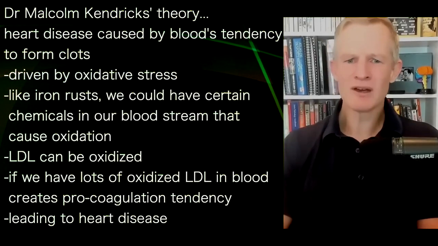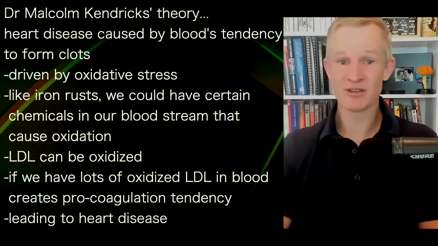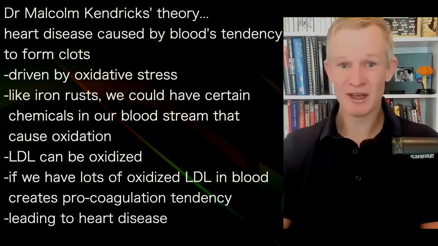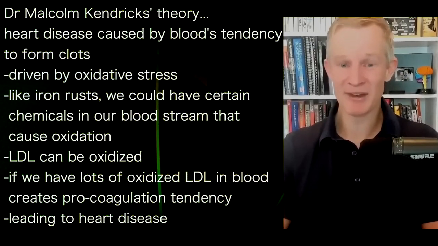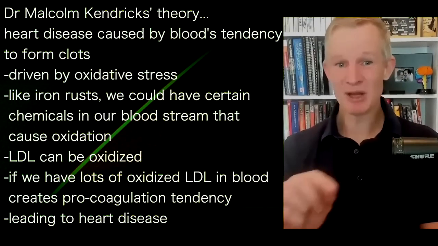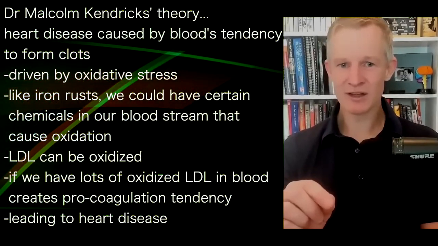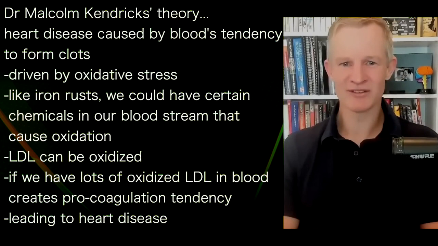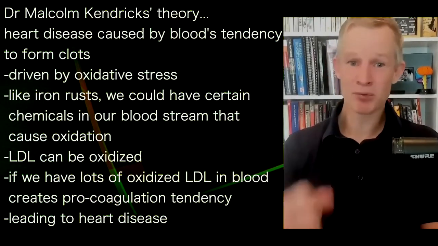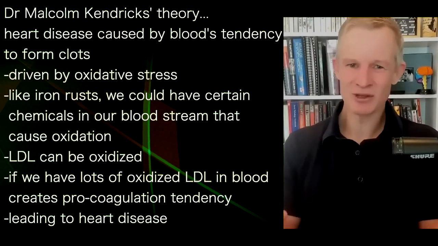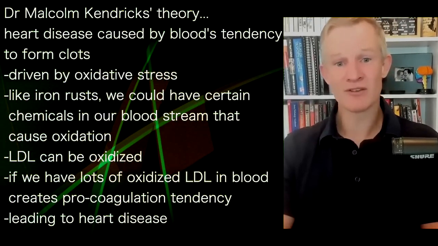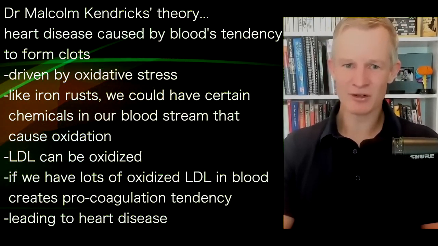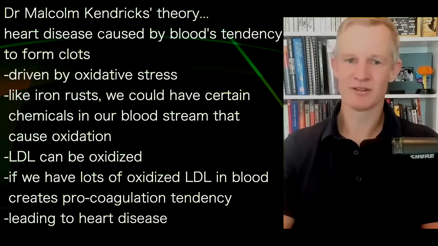So if we have chemical instability in some of our tissues, they have this tendency to oxidize, and that damages them. And oxidation is the bad thing. Now, LDL can be oxidized. And guess what? That's circulating around our bloodstream. So if you've got a whole heap of oxidized LDL, that's creating a pro-coagulant tendency. That's increasing the likelihood that you're going to form these little clots, or thrombi, within your blood. And that is a direct and proximate cause of heart disease.